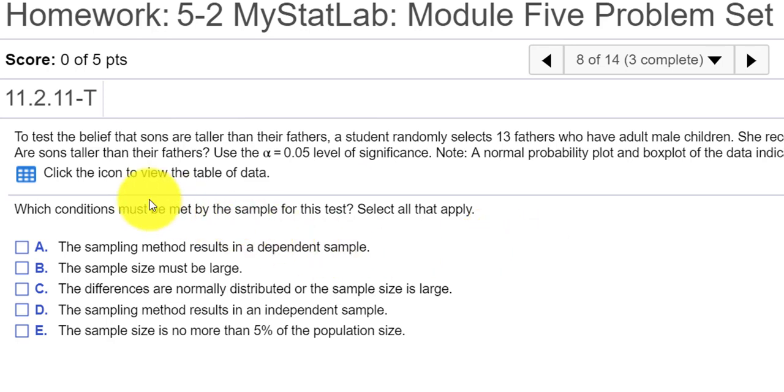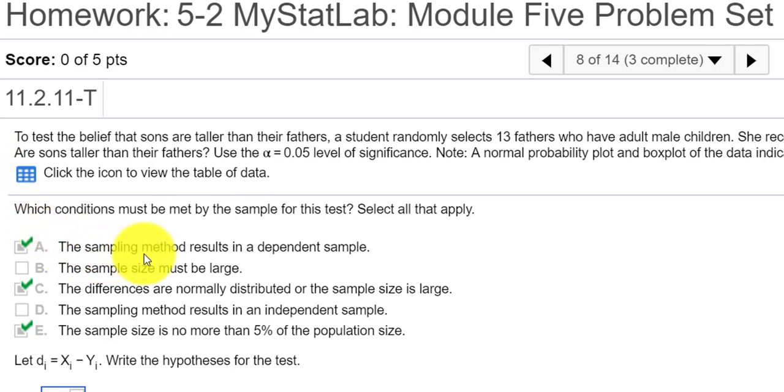But before we begin, we have to check the conditions which must be met by the sample for this test, check all that apply. So take a moment to read. I checked the sampling method results in a dependent sample. This is different than what we did earlier, where we needed an independent sample, right? Because it's one father and one child, the same family. You wouldn't check a father from an NBA basketball team and then the son from a bowling team. You'd want the father and son to be basically matched.